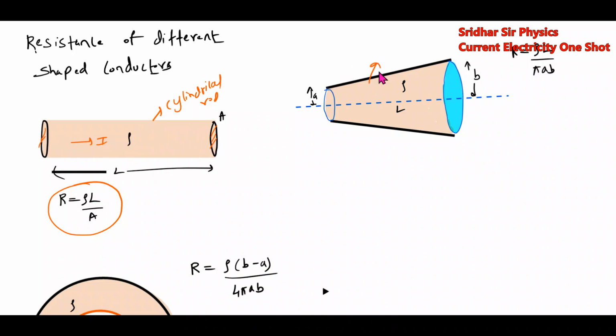This is a tapered rod. Then what is the resistance of this? It is given by R equals resistivity rho, axial length L, and the radii at the ends a and b. So rho L by pi a b. This is the resistance of the tapered rod.